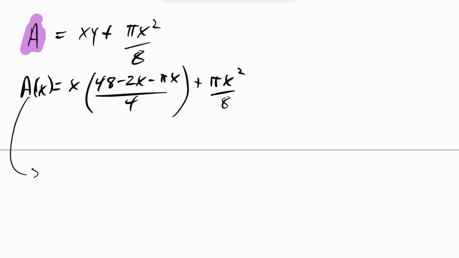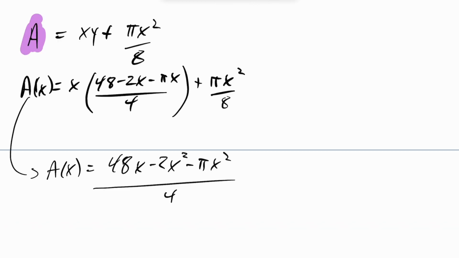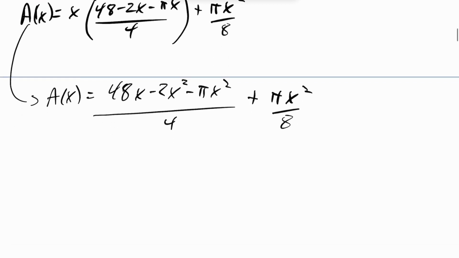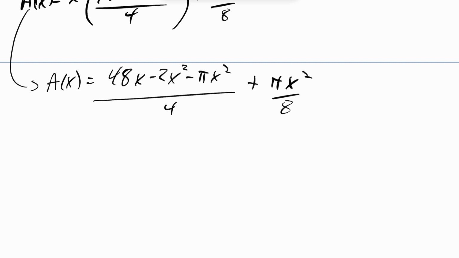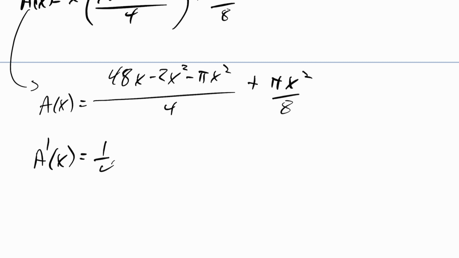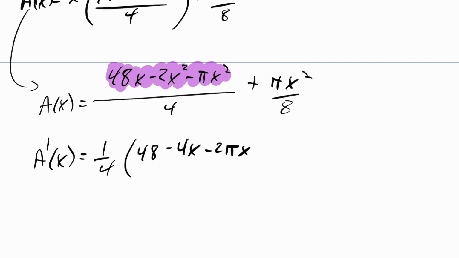So now I can go ahead and distribute my x value and divide that by 4. And this will be pi x squared over 8. So now I have a function in one variable of x, and this is what I'm looking to maximize. So I'm going to go ahead and take my first derivative. I'm going to pop the 1/4 out of this expression before I take my derivative. I'm just taking the derivative of these piece by piece. So this is going to end up being 48 minus 4x minus 2 pi x.